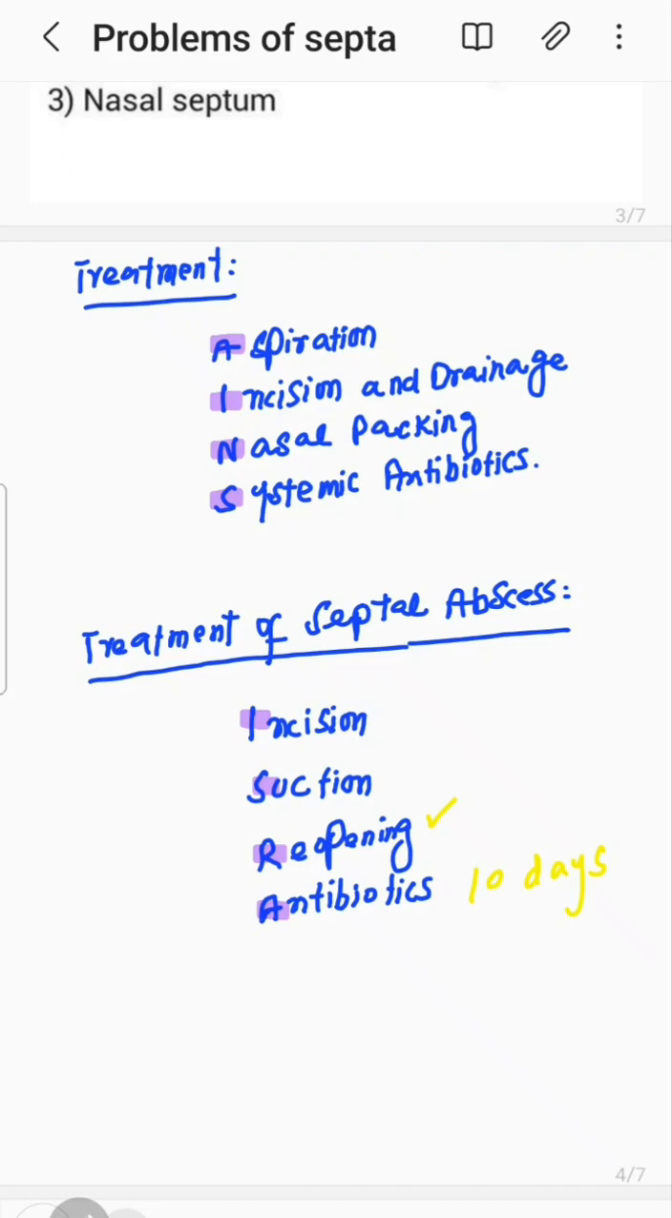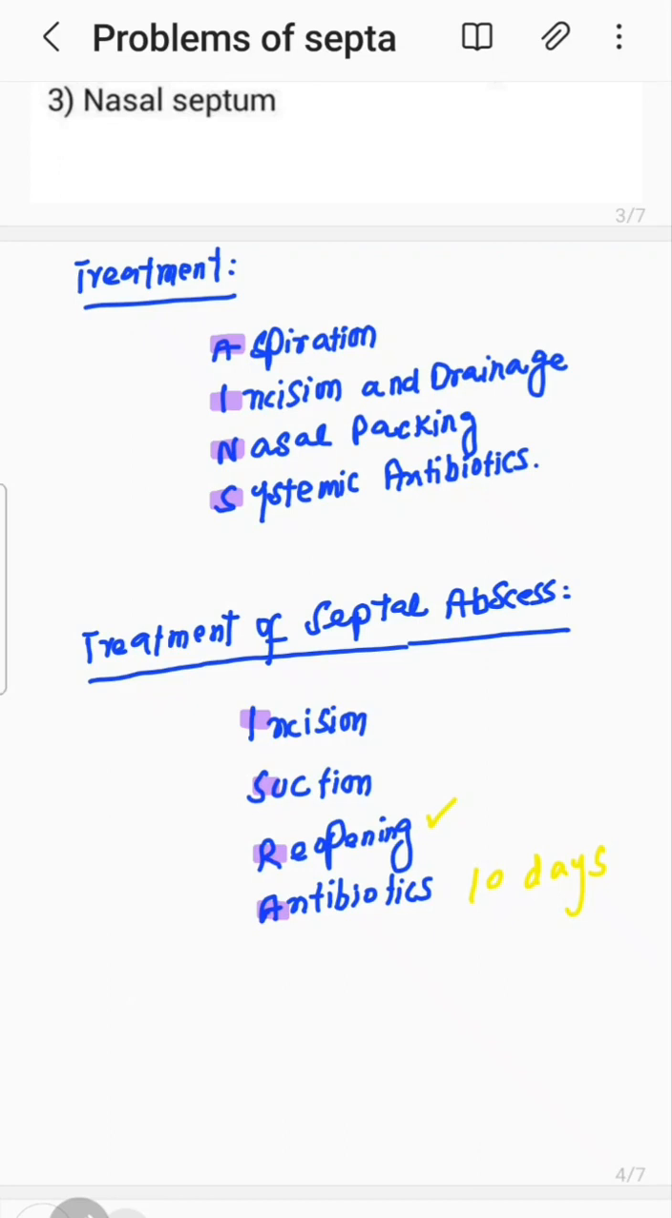The complications of septal abscess are the necrosis of the septal cartilage. When the septal cartilage gets necrosed, that can lead to a depression of the cartilaginous dorsum in the supratip area, and then you may have to do a rhinoplasty later to correct the external nasal deformity.